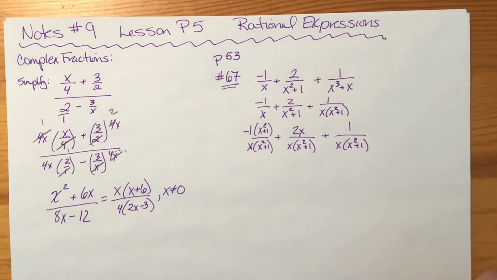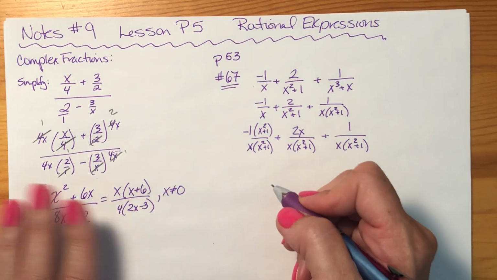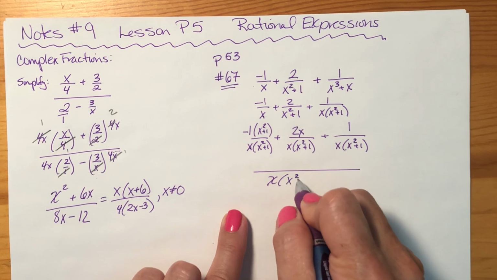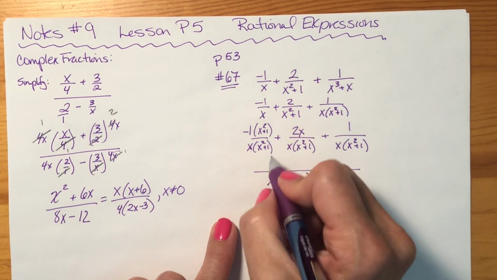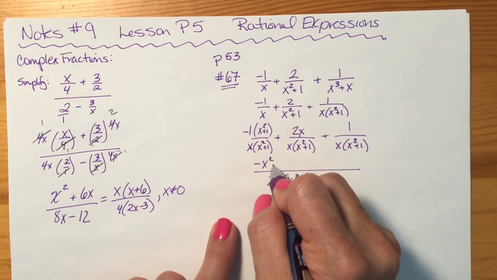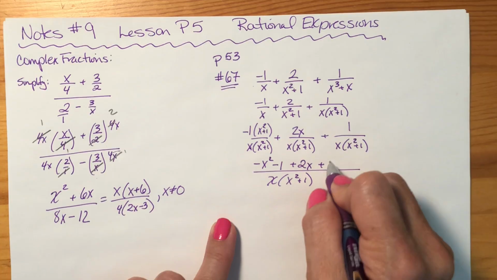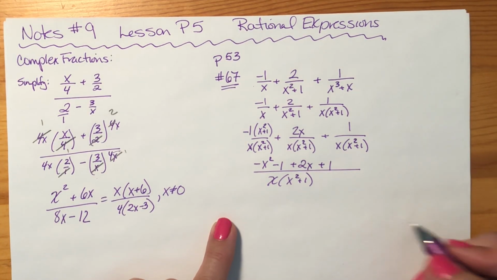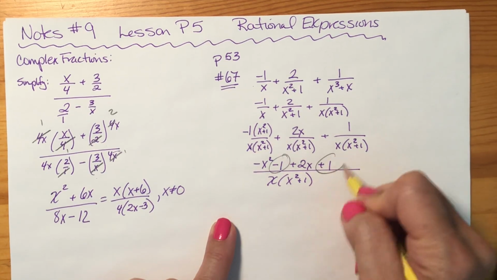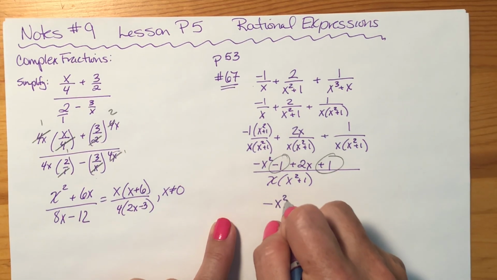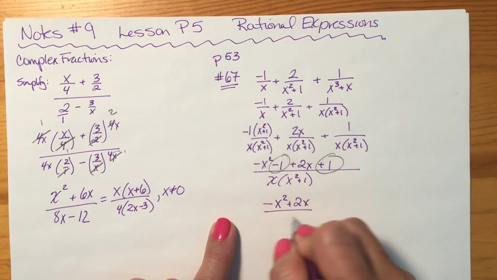Okay, I'm a little worried about distributing that -1. I think it's a place people will mess up, so I'm going to go ahead and write it as one big fraction with my new denominator right there. So that would be -x squared minus 1, I'm going to distribute the minus, plus 2x plus 1. Well, I could clean that up a little bit. The only thing I can do here is take this -1 and this +1 and add them together, so that I am left with negative x squared plus 2x over x times x squared plus 1.